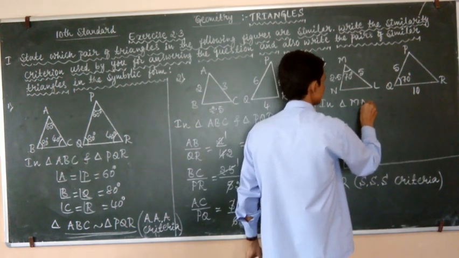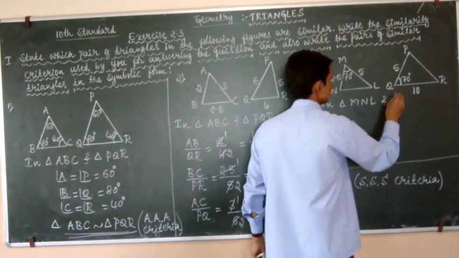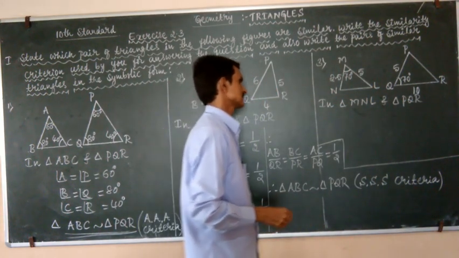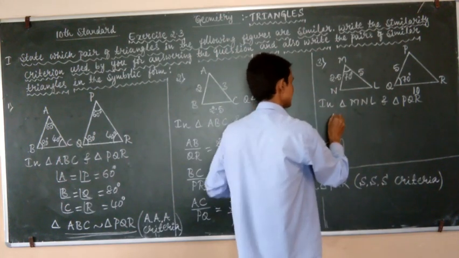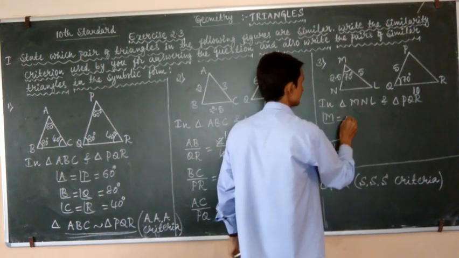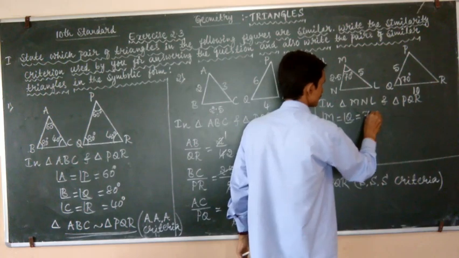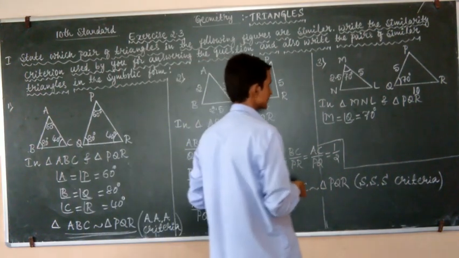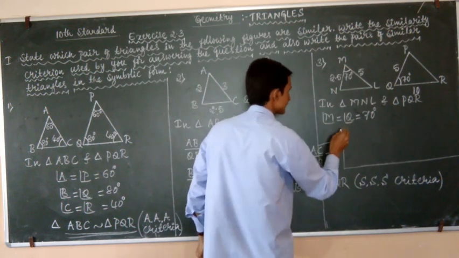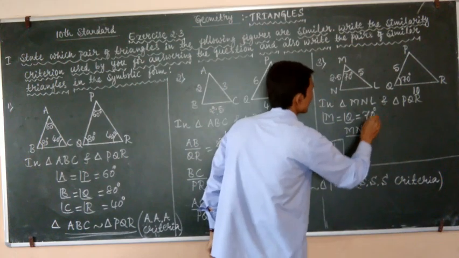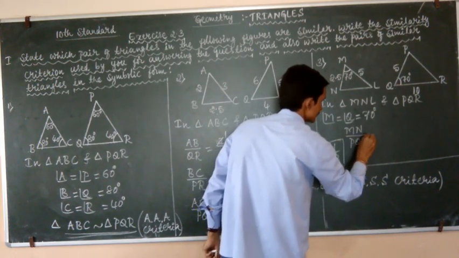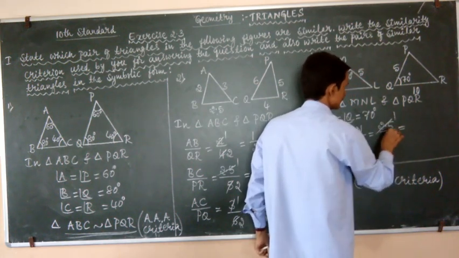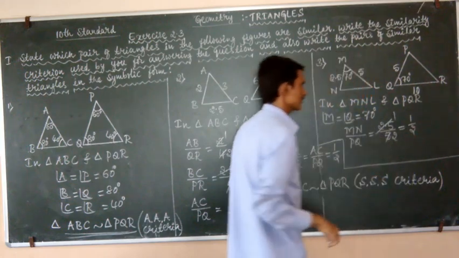So in triangle MNL and in triangle PQR, first we will write the angles. Angle M equals angle Q, which is equal to 70 degrees. In the next step we will see the ratio. The ratio is MN by PQ equals 2.5 by 5, which is equal to 1 by 2.